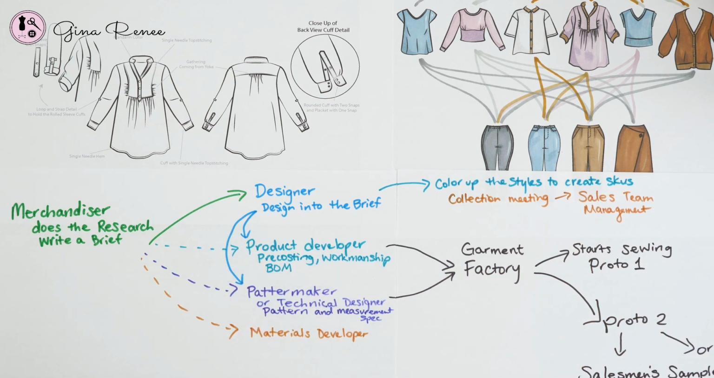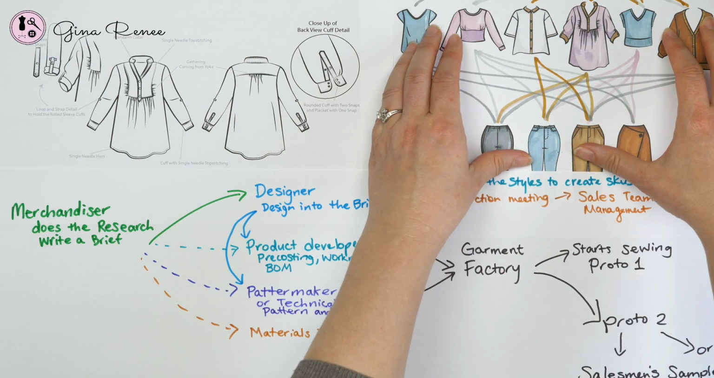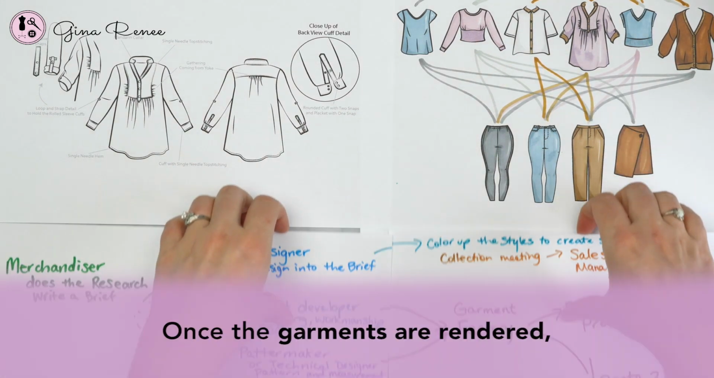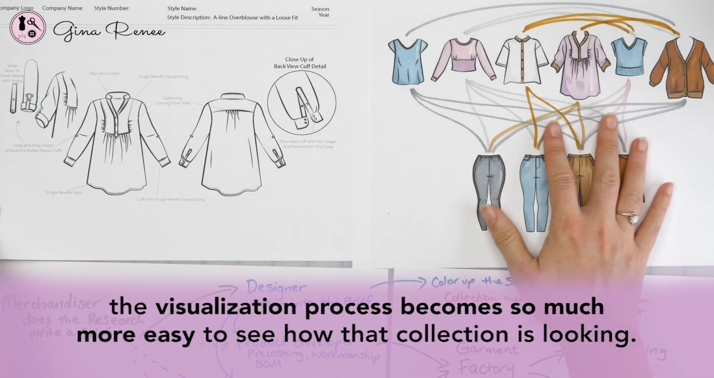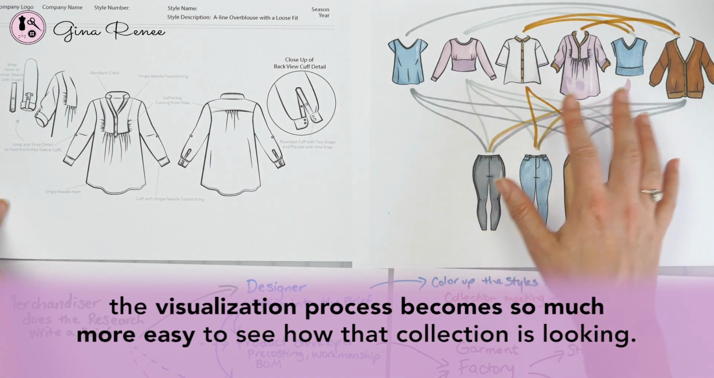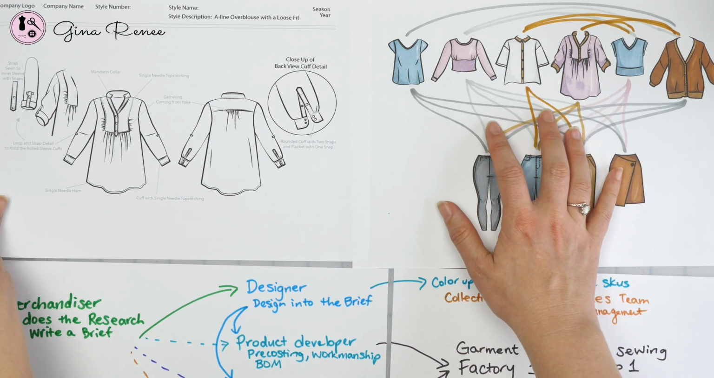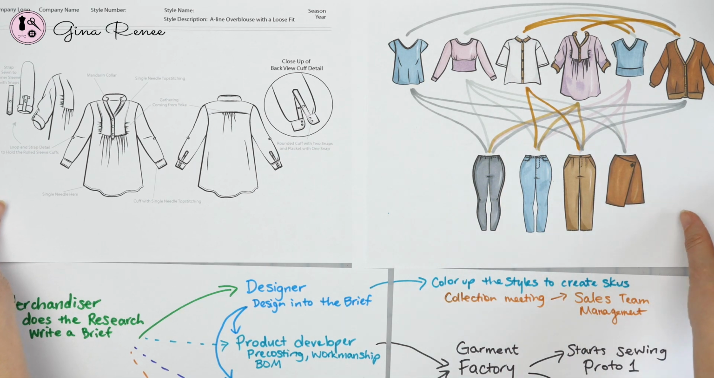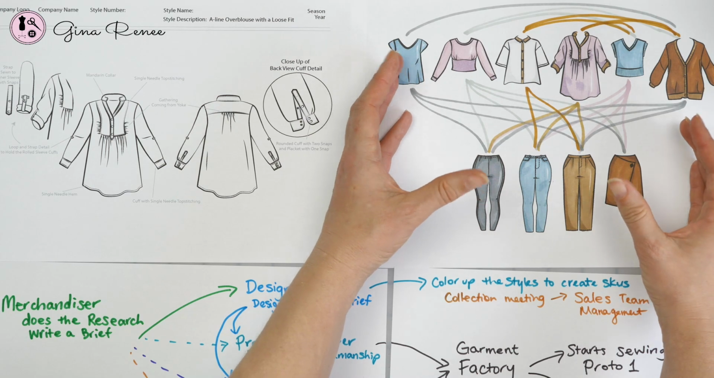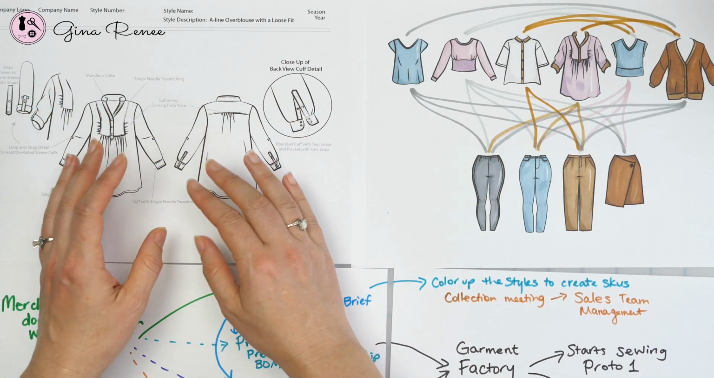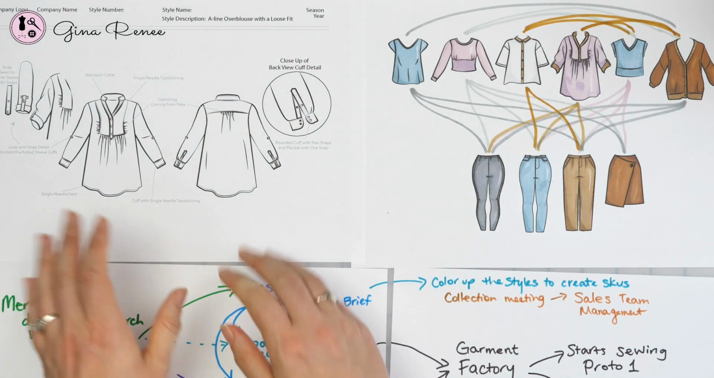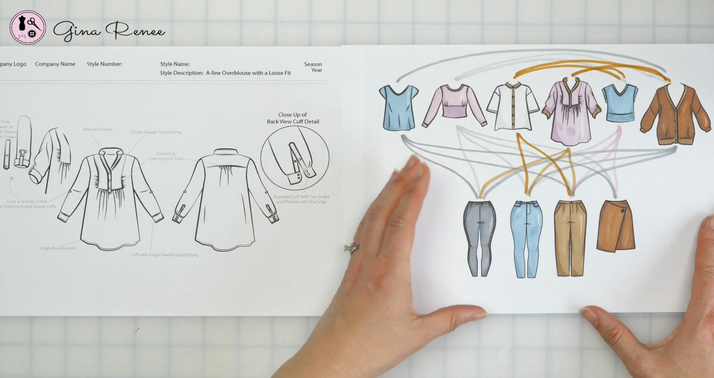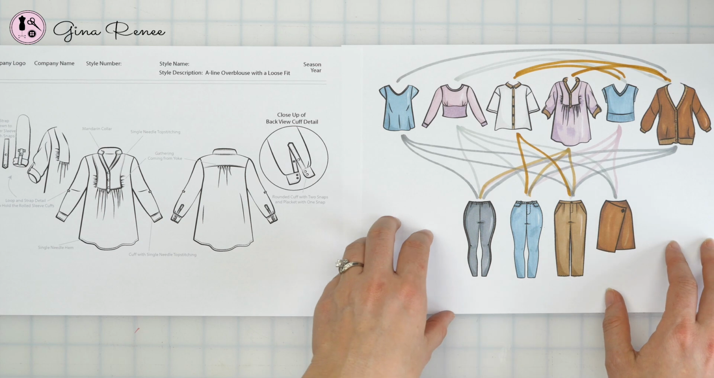That's how the visual process works with flat garment sketches once they are rendered in the garment industry. So can you see how once those garments are rendered, that visualization process becomes so much more easy to see how that collection is looking? And that's generally why that collection is presented to sales teams, marketing teams, or buyers in order to visualize the collection beyond the technical sketch, because sometimes it's harder to visualize that technical sketch and how it will translate into the garments.